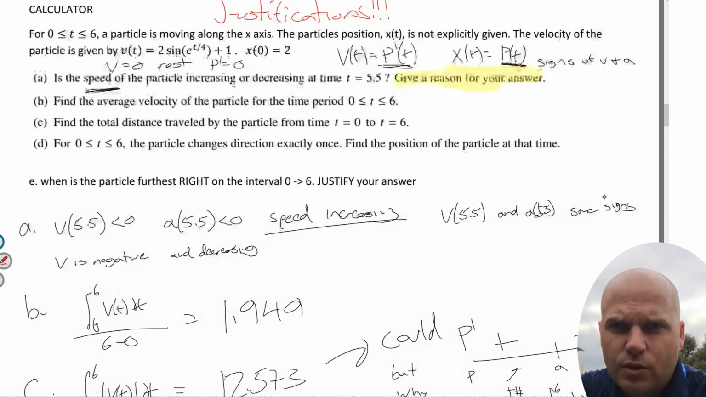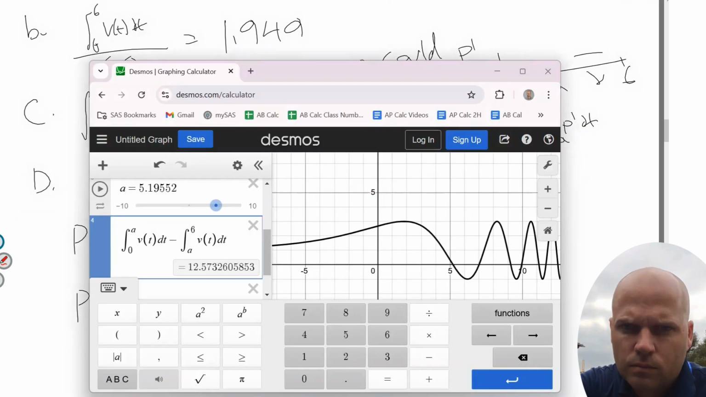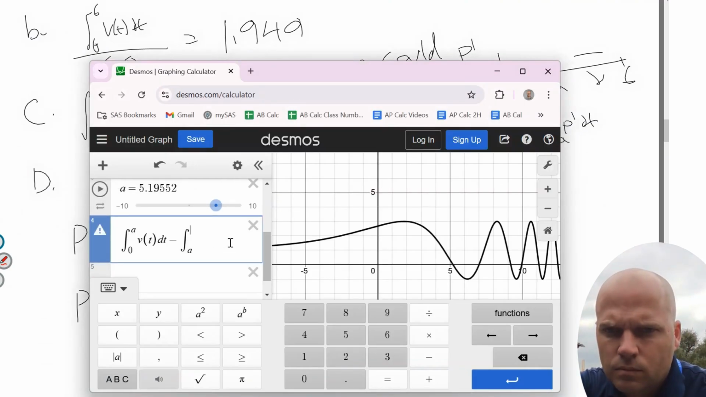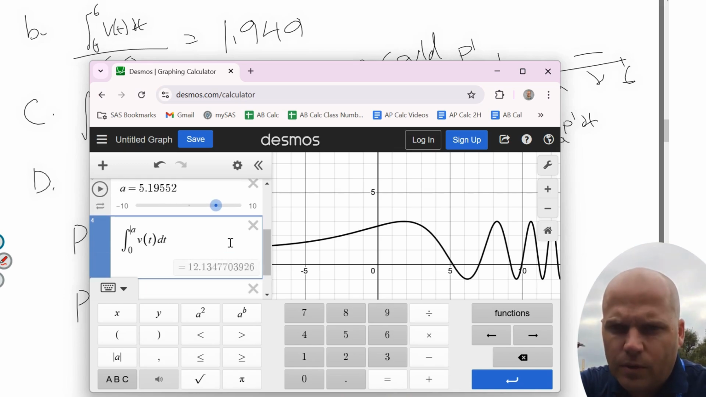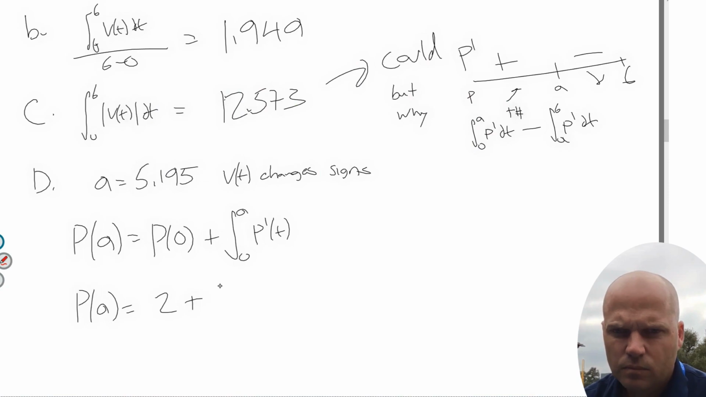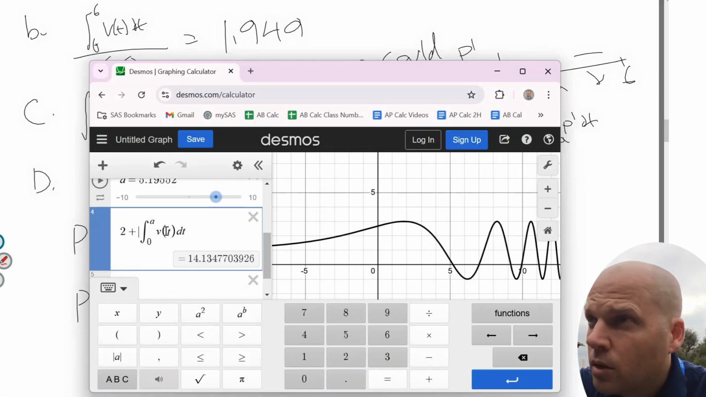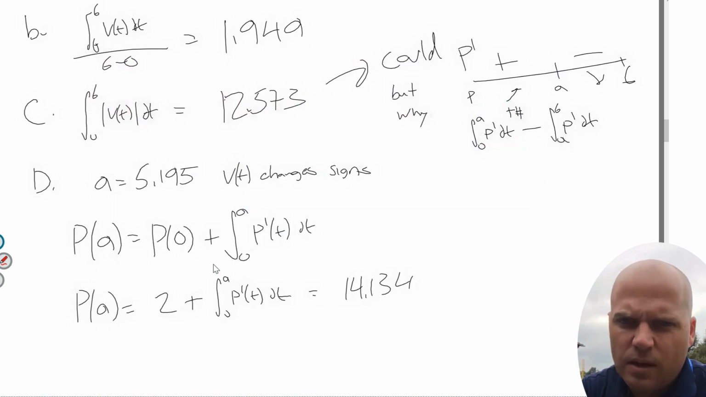So we got 2 plus this integral. 2 plus the integral, 14.134. So you did your meters per second times seconds over your interval to get your meters.